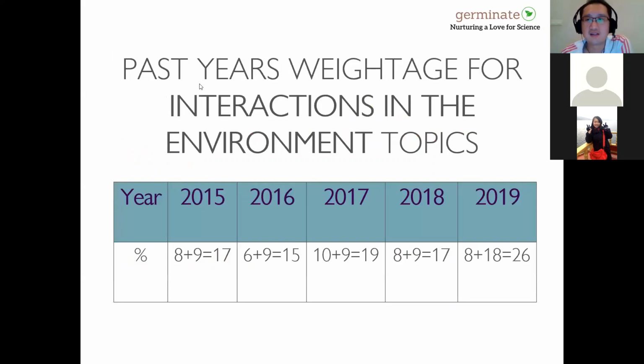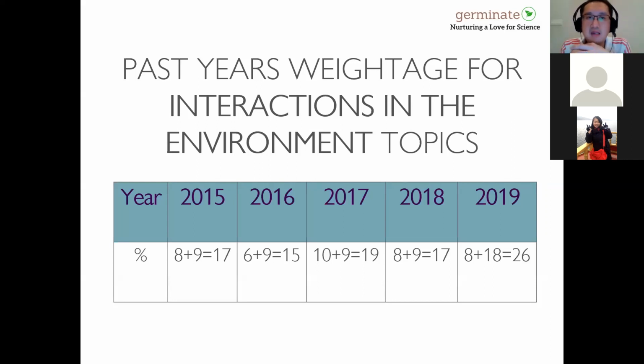Now, this is the breakdown of the marks for the past 5 years of PSLE in terms of the last four topics in interactions in the environment. That means living things and environment, food web, adaptations, and man's impact on the environment. Looking at the numbers, we have 2015, 8 marks plus 9. 2016, 6 plus 9. 2017, 10 plus 9. 2018, 8 plus 9. And 2019, 8 plus 18. The first number is the marks for the multiple choice part, so I have the MCQ marks plus the open-ended question marks equals the total marks.